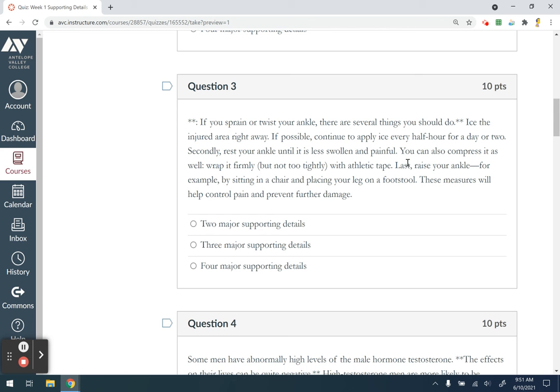And then last, raise your ankle. So that is 4 major supporting details so far. And the fact that it says last, it's like saying finally. So that would be our last major supporting detail. So there are 4. Now you may ask yourself, what is this last sentence? These measures will help control pain and further prevent damage. In a way, this is, again, just a minor detail. All right, it is a minor detail. So you have 4 major supporting details.